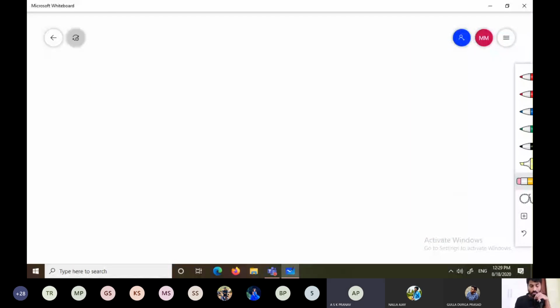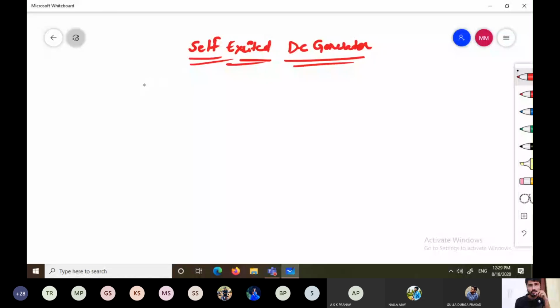Okay. We have already discussed the separately excited DC generators. Now we'll see about a self-excited DC generator. So what do you mean by self-excited DC generator? The field magnets are energized by themselves.